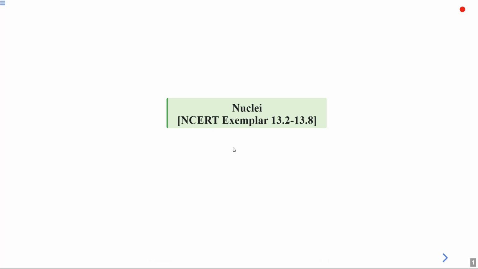Hello students, today we will be covering NCERT Exemplar questions from 13.2 to 13.8 of chapter Nuclei.